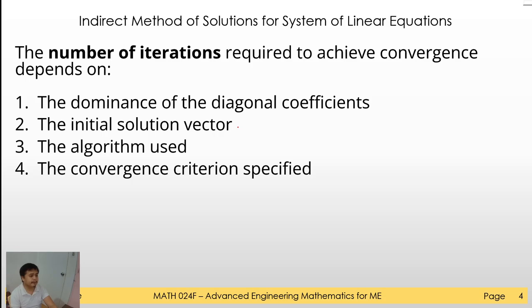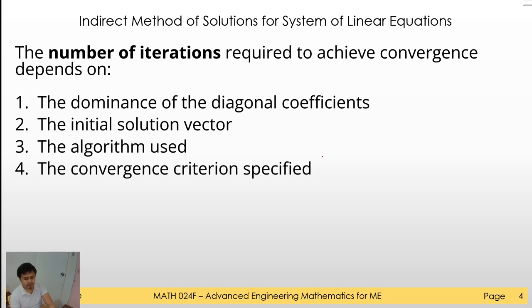The algorithm can also affect the convergence. Actually, Gauss-Seidel is twice as fast as Jacobi. And then also the convergence criterion specified. If you want to only have an error of, let's say, 10%, it will be much faster compared to if we want to have a stopping criterion of 0.01%. And another thing, number four: we can also specify how many decimal places should be correct in the solution. The more digits you want your solution to be correct, the more iterations we will need to guarantee that it will be the exact solution.